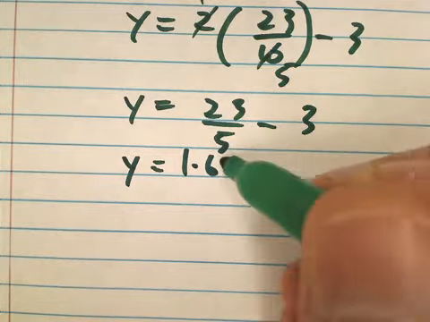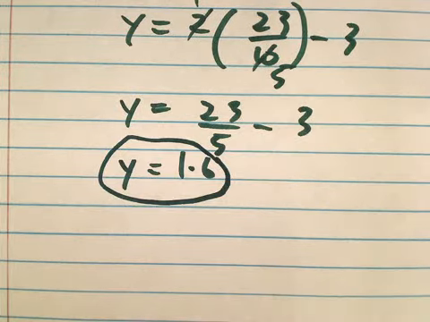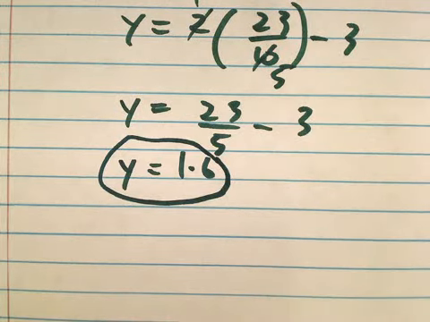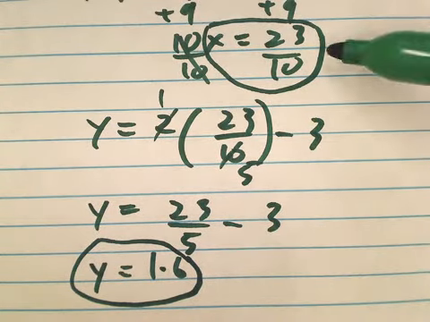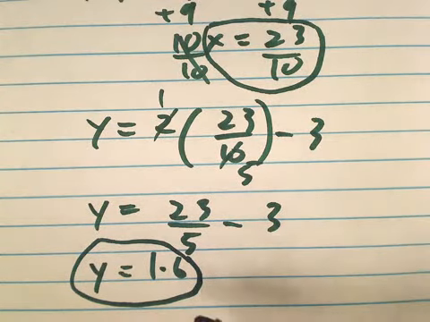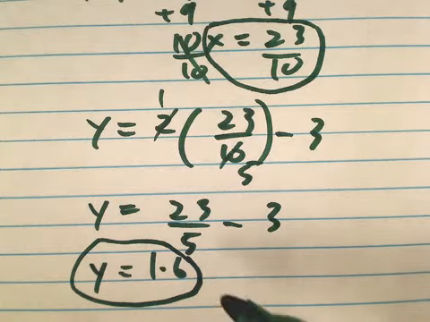So that is my final answer. X is 23 over 10, or 2.3, and y is 1.6. Both of those solutions are part of your answer. Both of those numbers are important. If you plug both of those numbers into either equation, it will work.